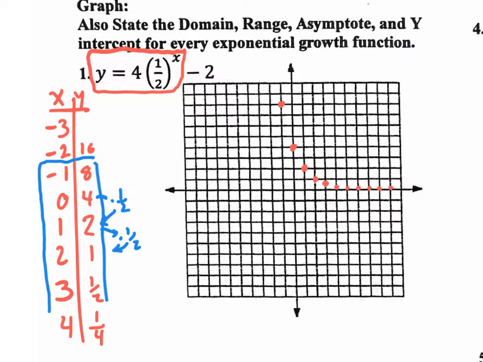But that's a parent graph. And we know that our actual graph involves this -2k value. So we need to take this whole parent graph and move it down 2 units. Now let's move it down 2 units, and I want to graph it in blue. So this top dot is going to come down 2 units, and I'm going to put a blue dot right here. And I'm going to do the same for the rest of the coordinates. I want to move them all down 2 units each.